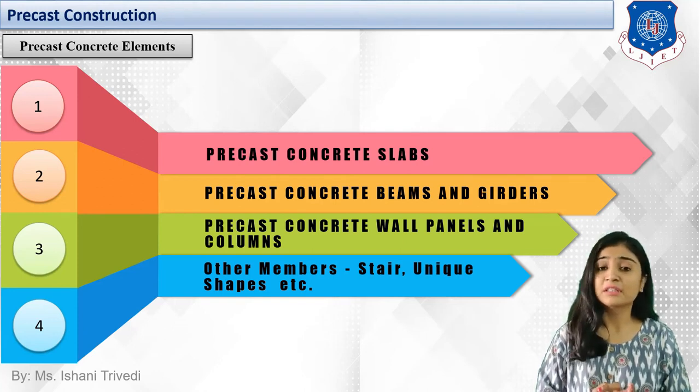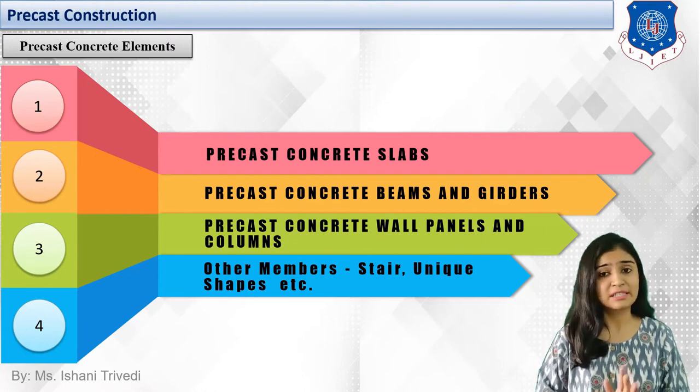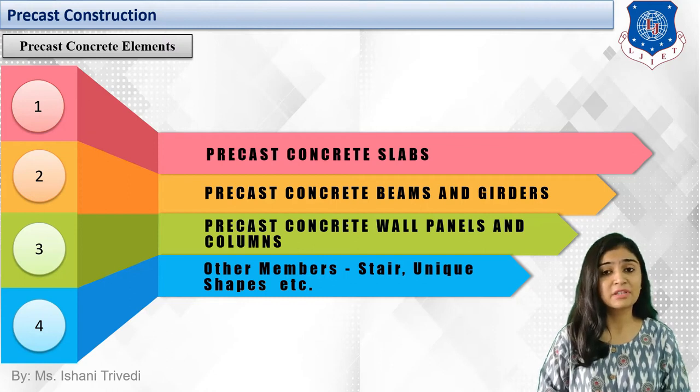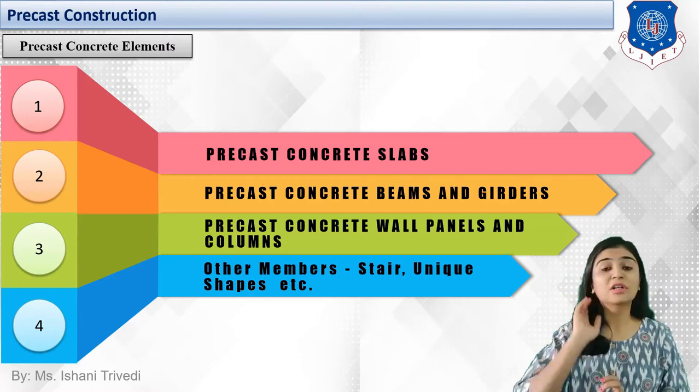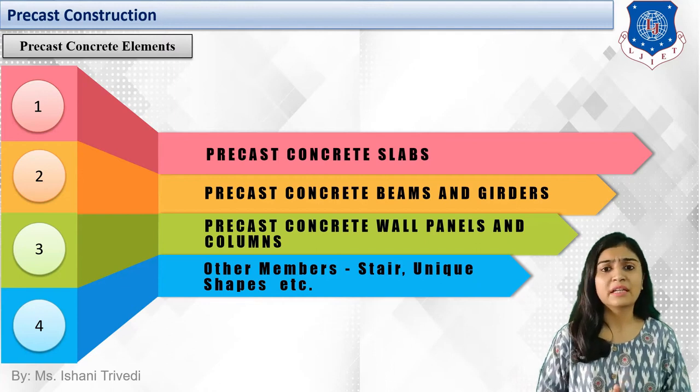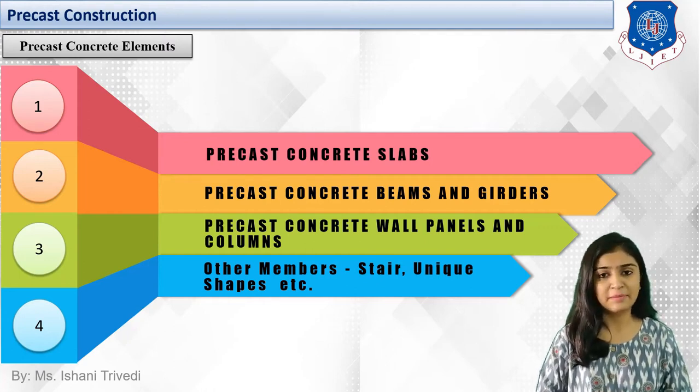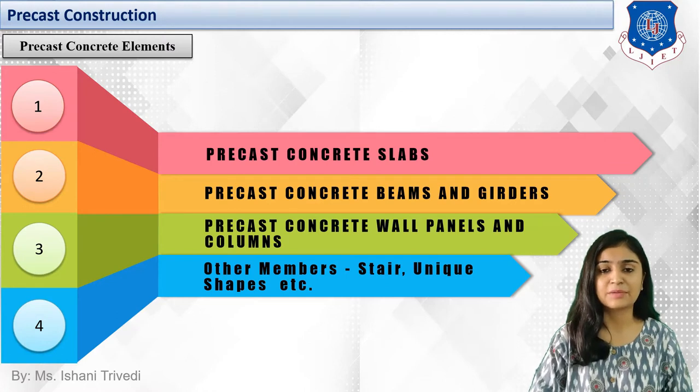Next which we have is other members. So other members includes the miscellaneous ones, that is the stairs or these are unique shapes or say any kind of circular or asymmetrical forms, structural members. You can consider all of them in the other members. The miscellaneous ones, stair also comes in the miscellaneous ones, but there are lots of drawbacks regarding the precast staircase or stair. Let us try to understand all of these elements in detail in today's session.